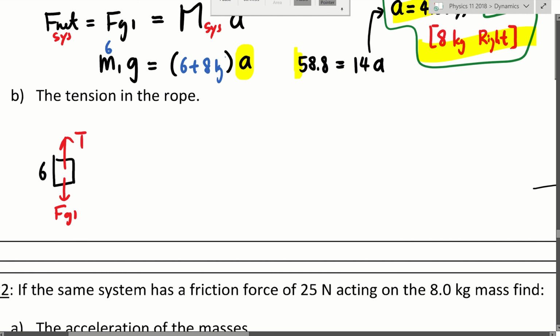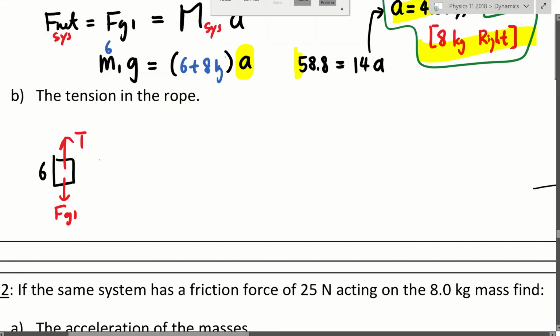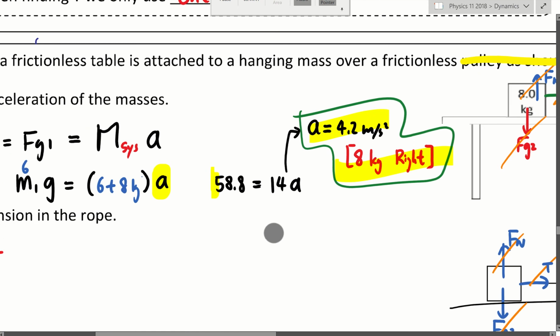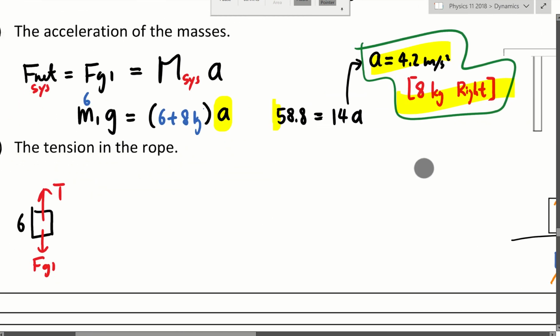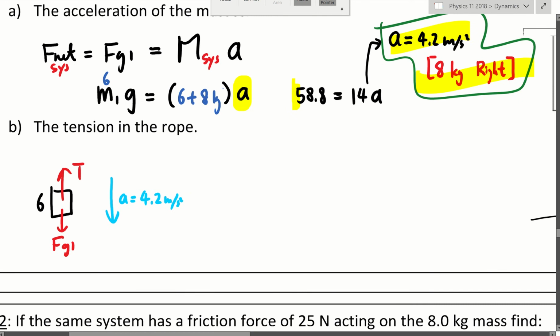All right? We have to determine who is the winner. You cannot just make up a number. Look at the direction of your acceleration. The 8 kilogram goes to the right. That means the 6 kilogram goes down. This is the acceleration, which is worth 4.2. There you go. So, who wins in this tug of war?